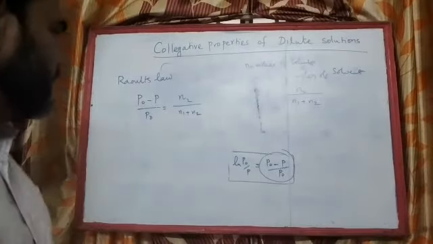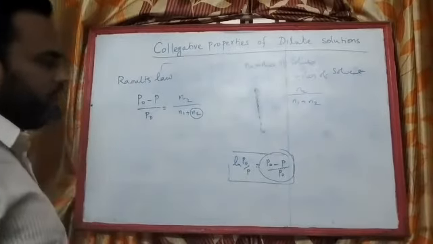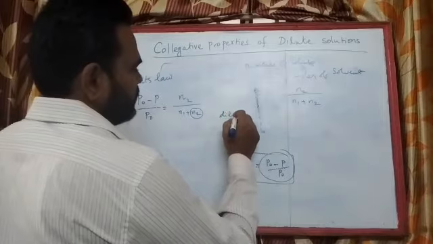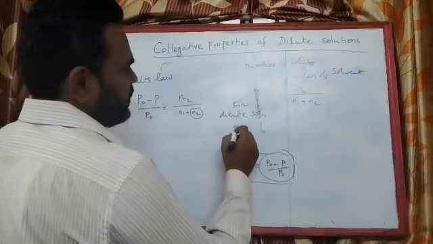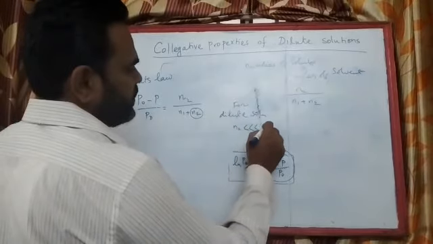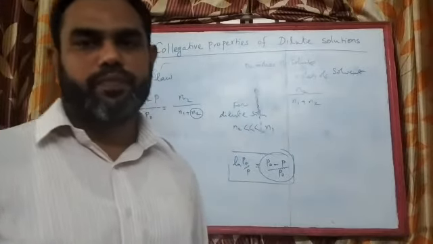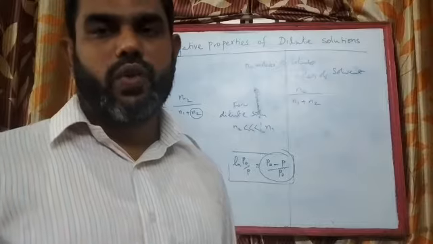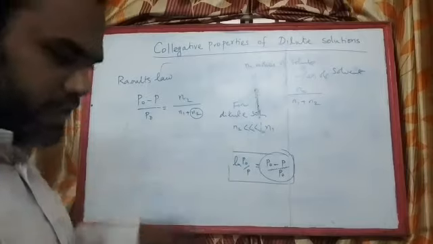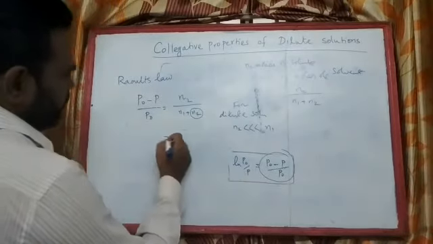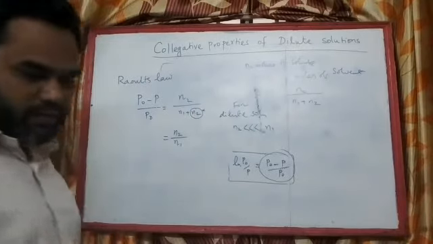Say N2 is very less, since the solution is a dilute solution. For a dilute solution, N2 is far less than N1. We take only a little quantity of a solute to dissolve it in a huge volume of a solvent. So N2 is comparatively very less. Hence I can write this equation as P0 minus P by P0 is equal to N2 by N1. N1 is neglected from this equation.